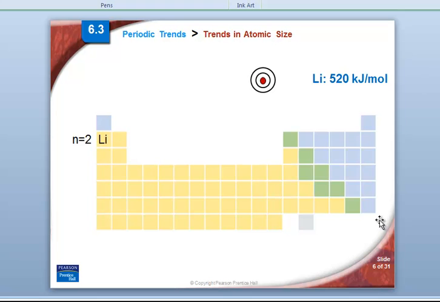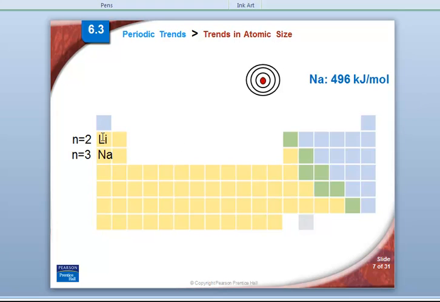Okay, so here's the periodic table. Since we're talking about lithium, let's start with that. If I grab my pen here, the valence electron would be sitting right here. And now we're just going to talk about first ionization energies when we talk about trends. When that valence electron is removed, that costs 520 kilojoules per mole. That's what we saw on the previous slides.